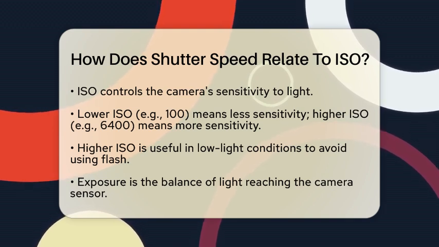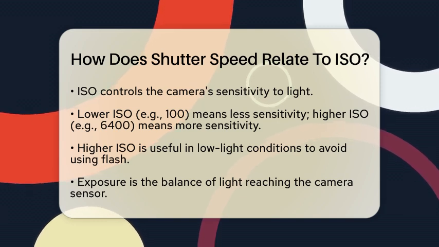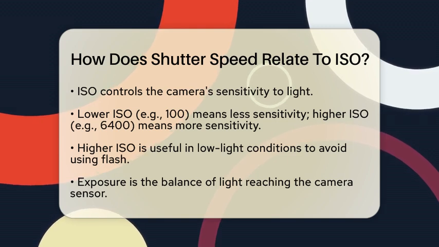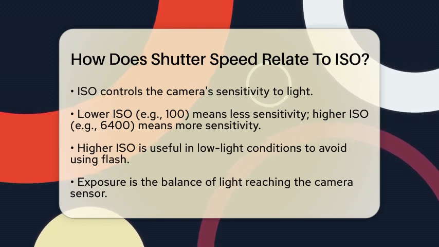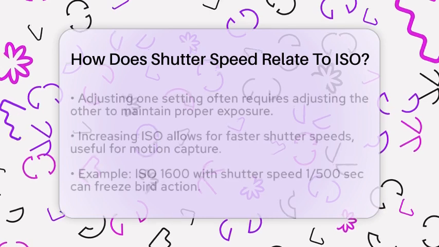Now, how do these two settings work together? The key is exposure, which is the amount of light that reaches the camera sensor. When you adjust one setting, you often need to adjust the other to maintain the right exposure. If you increase the ISO, your camera becomes more sensitive to light. This allows you to use a faster shutter speed.